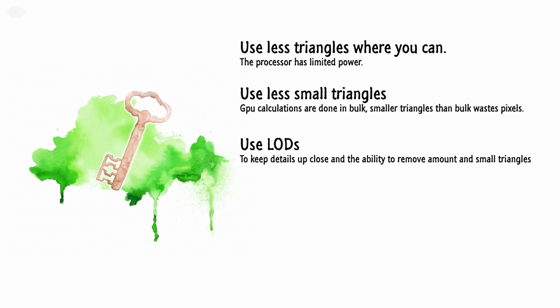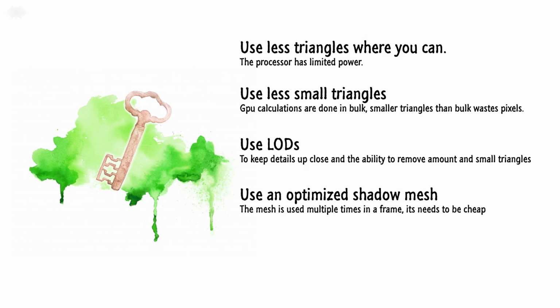Use level of details on your mesh. This way you can still have details up close and fewer small triangles far away. This saves performance. Create a shadow mesh, an optimized version of your regular mesh. The shadow system needs to render it many times each frame, so it must be cheap.